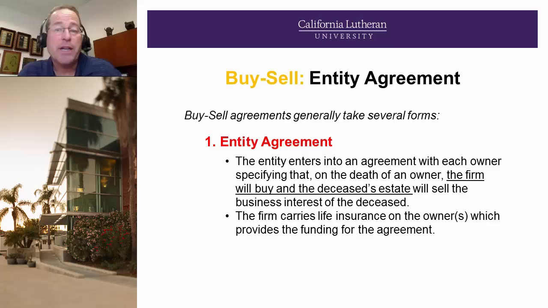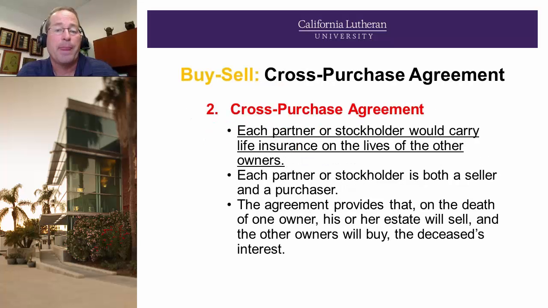So we have a few different types of buy-sell agreements. One is the entity agreement. The entity enters into agreement with each owner specifying that, on the death of an owner, the firm will buy the deceased estate and sell the business the interest of the deceased. This was what we basically talked about in the last slide. The firm carries life insurance on the owner or owners, which provides the funding for the agreement.